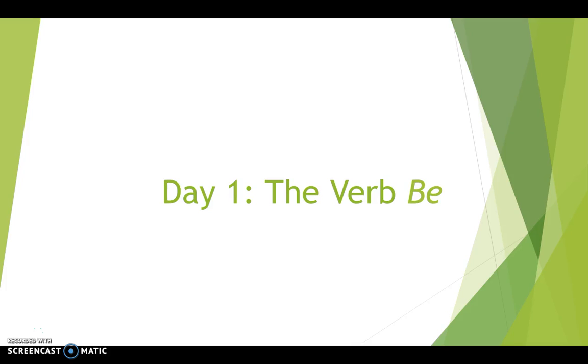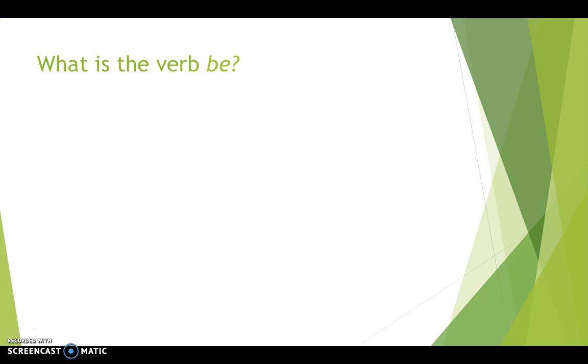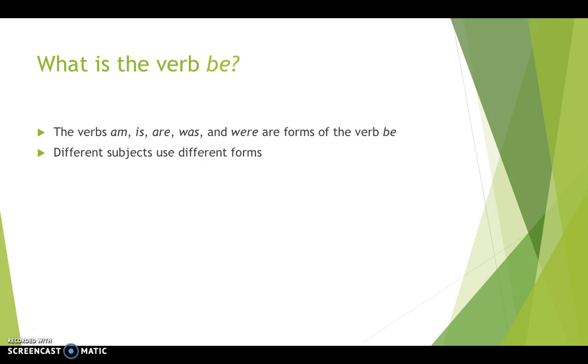This week we're going to be talking about the verb be and other helping verbs, but today we're just talking about the verb be. So what is the verb be? You've probably heard about it, but you might not know exactly what it is because it's an irregular verb. Irregular means that it doesn't follow the normal rules of verbs. The verbs am, is, are, was, and were are forms of the verb be.